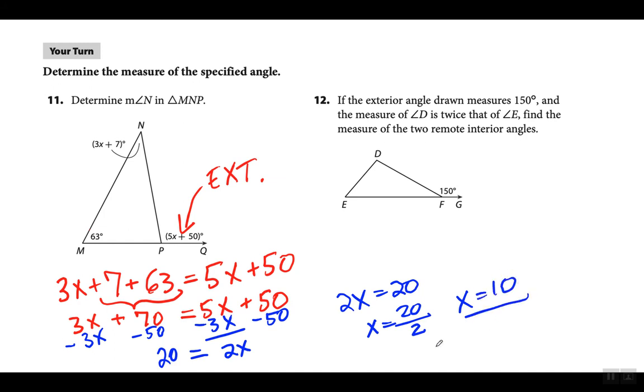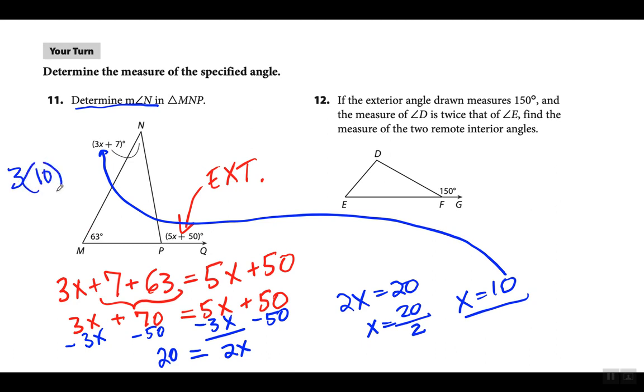But that was not the question. The question was determine the measure of angle N. La pregunta es determinar la medida de ángulo N. Así que ahora tengo que sustituir. Now I gotta substitute. Right there. Alright, so 3 times 10 plus 7. 3 times 10 is 30. 30 plus 7, so the answer is 37 degrees. La respuesta es 37 grados.